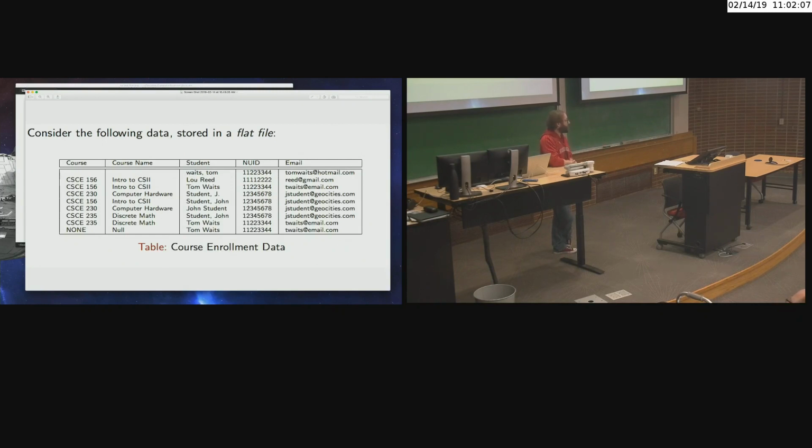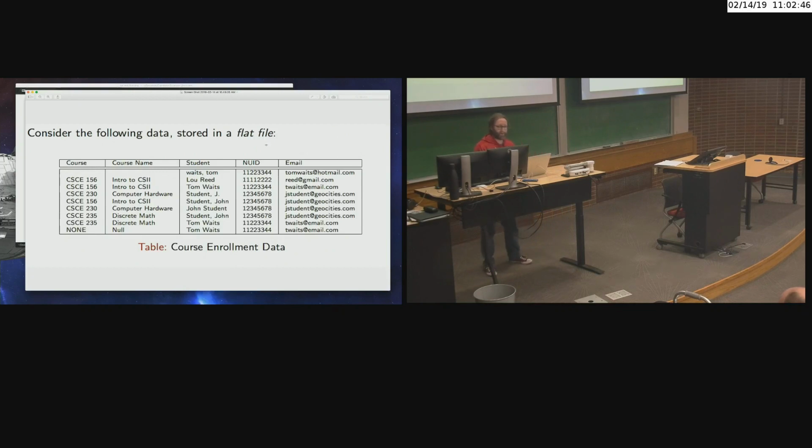What else is wrong here? They're repeated, and they're repeated in different ways, right? On the first record, I've got Waits, comma, Tom, all lowercase. On the third one, I've got Tom, space, Waits. So first name and last name order, spelling differences, and capitalization differences. On the fourth one there, I've got J student instead of John student, right? There's no separation of data here. There's inconsistency with data.